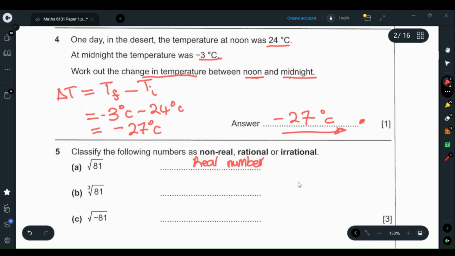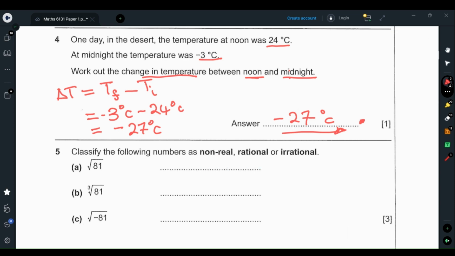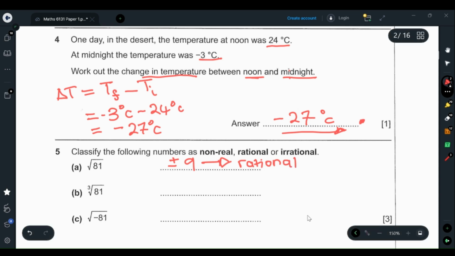Question 5. Classify the following numbers as non-real, rational, or irrational. Alright. Square root of 81 gives us the answer, which is plus minus 9. So this number is a rational number.